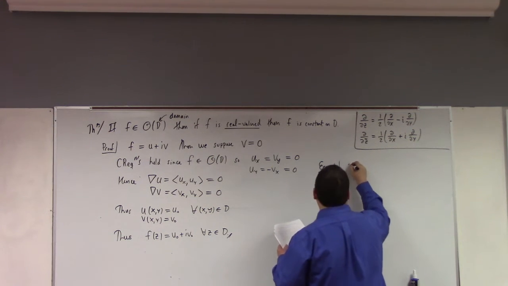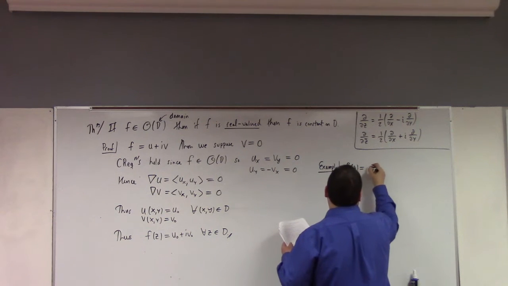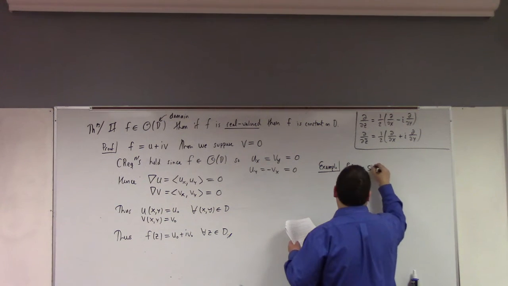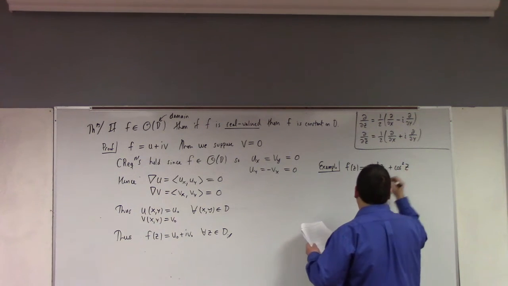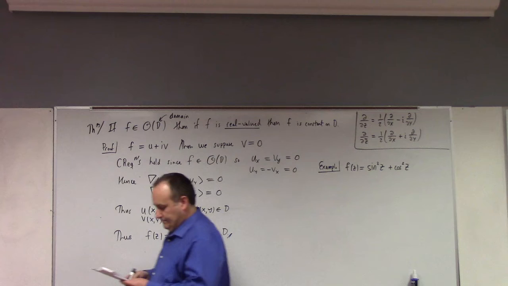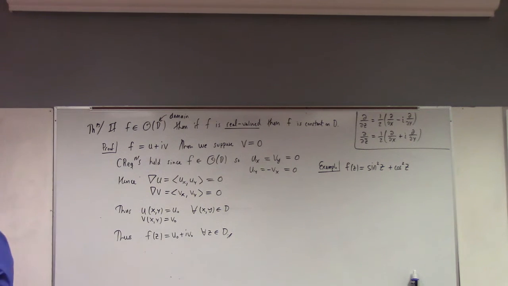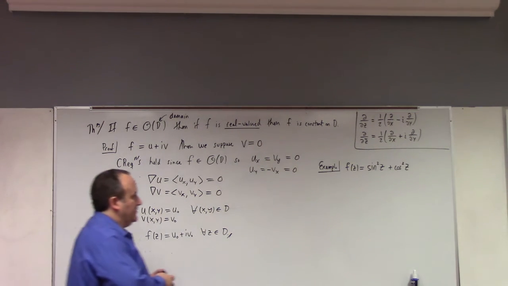Suppose you have f of z is sine squared z plus cosine squared z. All right? For z in the complexes, what can you tell me here?